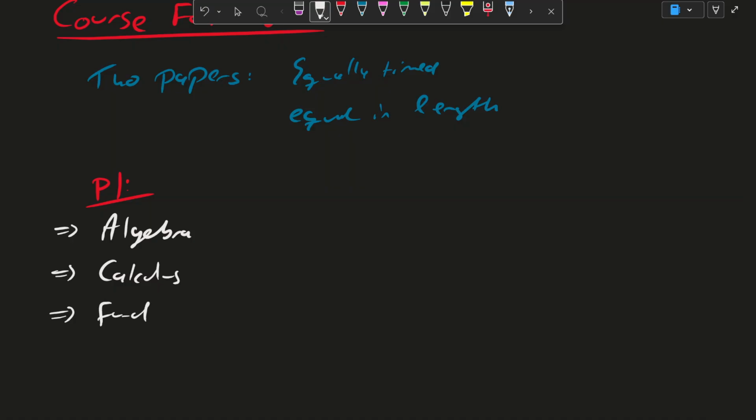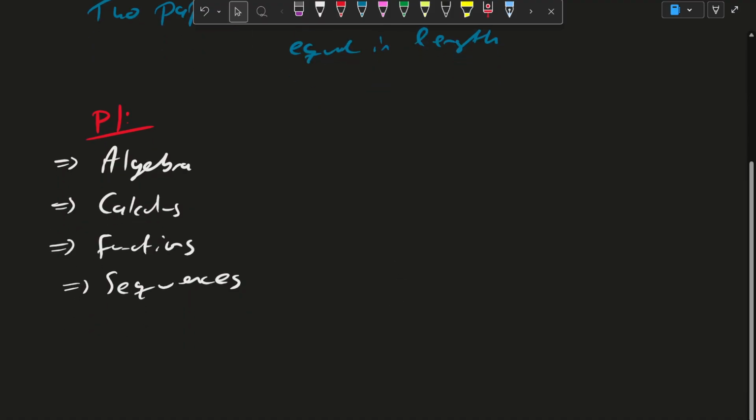The ideas of functions, sequences, which in and of itself also incorporates financial maths, so we won't really specify that, and that's really the main four that can come up in paper one.